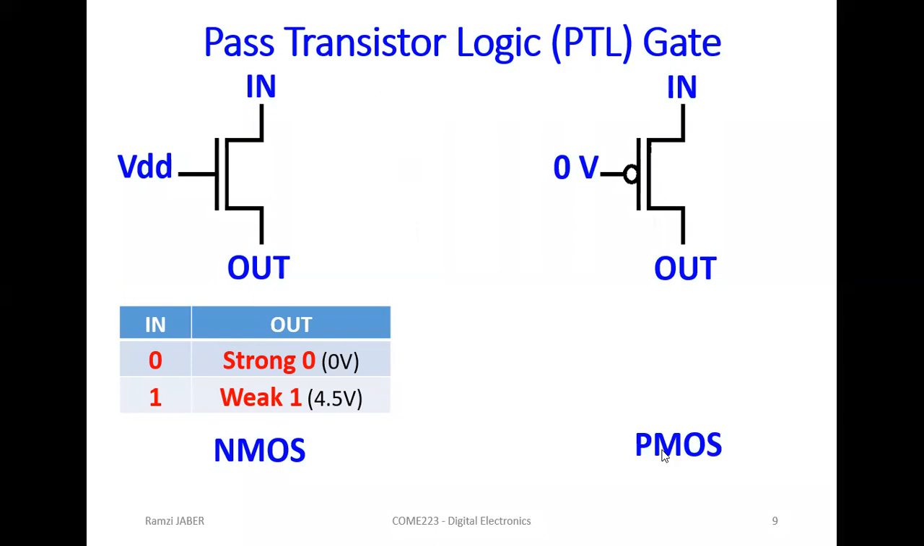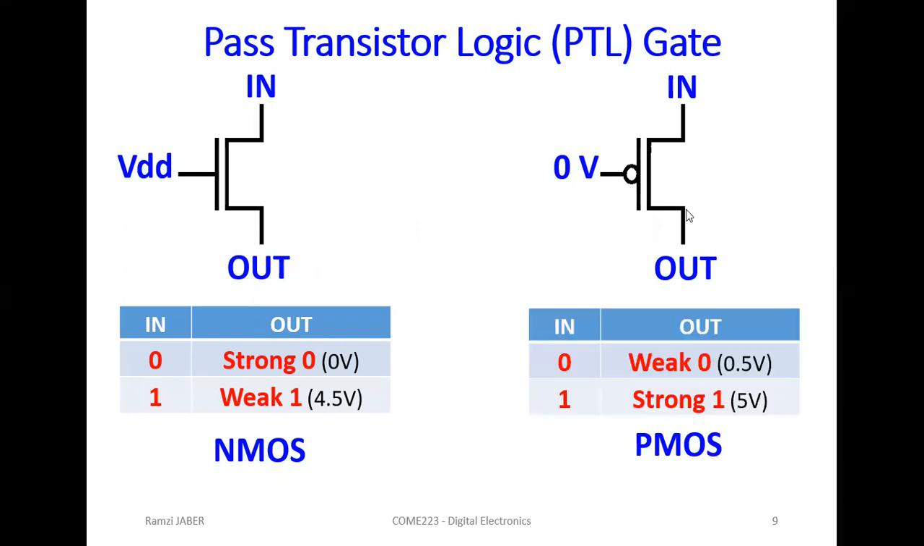In reverse, if you have a P MOSFET, always on, the voltage will always be 0 volt on the gate. Here it is the reverse. For 1, because the P MOSFET is designed to put VDD on it without loss, if the input is high volt, the output is strong 1, 5 volt. But if the input is 0 volt, the output will not be 0. It will have the internal diode voltage threshold of 0.5 volt added, which we call weak 0.